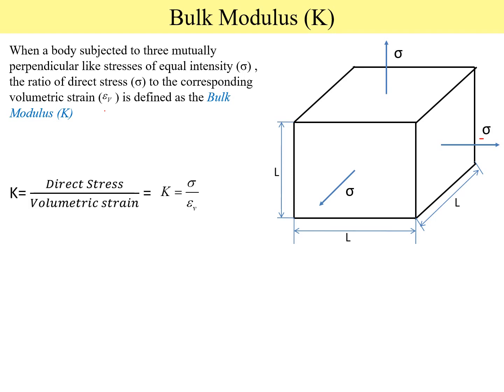Then bulk modulus K is the ratio of the direct stress to the corresponding volumetric strain. So K equals direct stress divided by volumetric strain. So K equals direct stress, that is sigma, over volumetric strain, that is epsilon v. So you have to remember this formula. We know that the volumetric strain epsilon v is nothing but the change in volume, delta V, divided by the original volume, capital V.